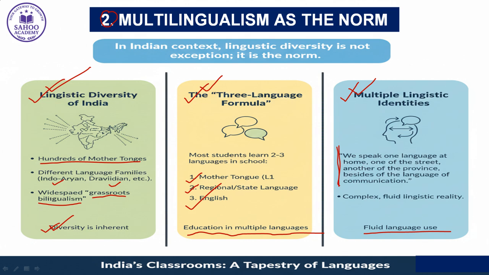They have multiple fluid linguistic identities. They have a home self, a street self, and a school self, and they are constantly moving between them. So to conclude, when you step into our classrooms, we are not entering into a monolingual space. We are entering a microcosm of India itself, which is full of rich, complex, and dynamic languages.